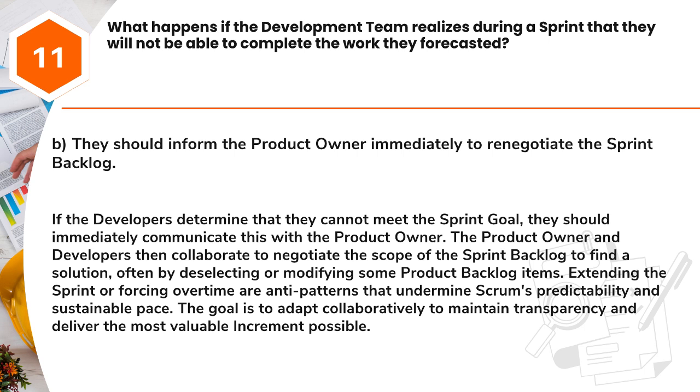Extending the sprint or forcing overtime are anti-patterns that undermine Scrum's predictability and sustainable pace. The goal is to adapt collaboratively to maintain transparency and deliver the most valuable increment possible.